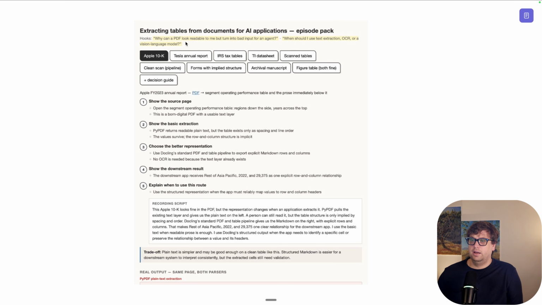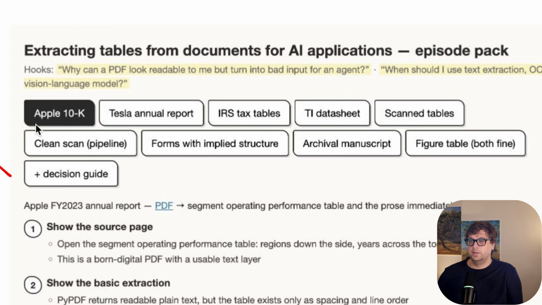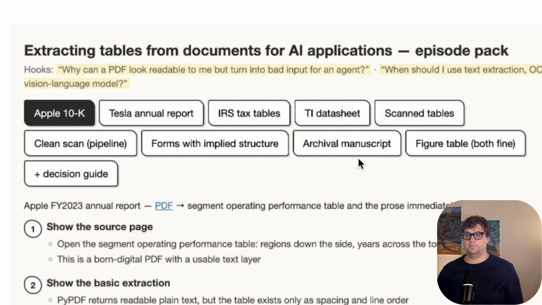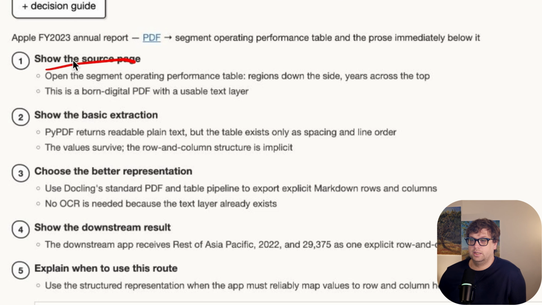And here we have extracting tables from documents for AI implementations. And so this is an example with Apple 10K, Tesla annual report, IRS tax tables, a data sheet, a scanned table, an archival manuscript. And so I have all these examples of tables, and I'm saying, how would I get that into text? How would I OCR it? This was the recommendation, and I tweaked this a bit.